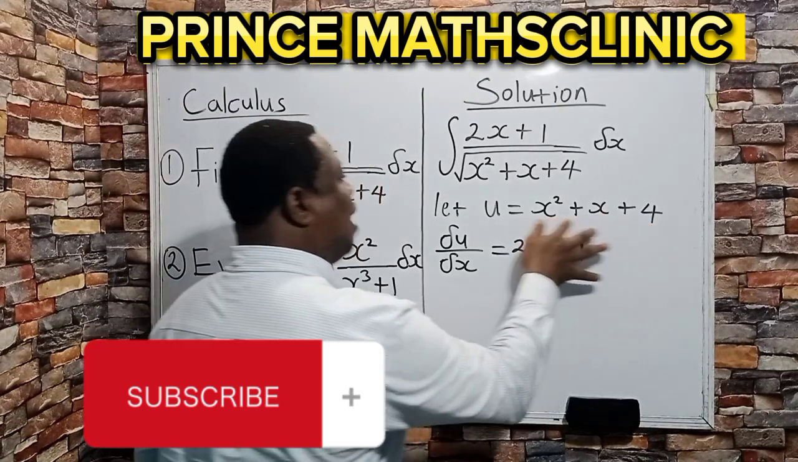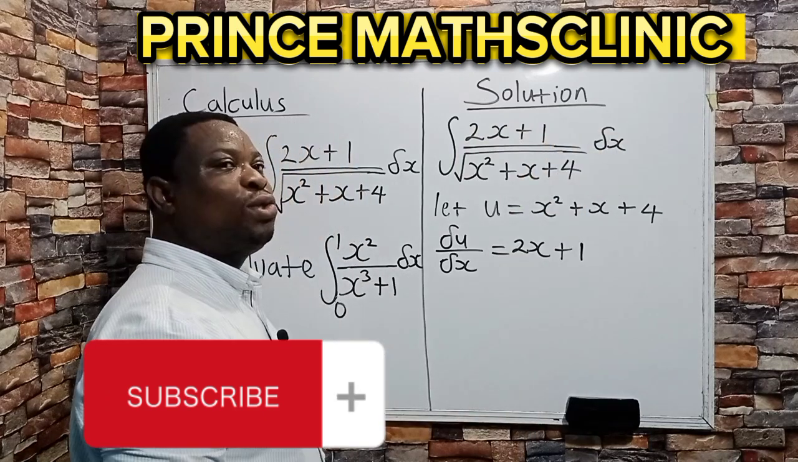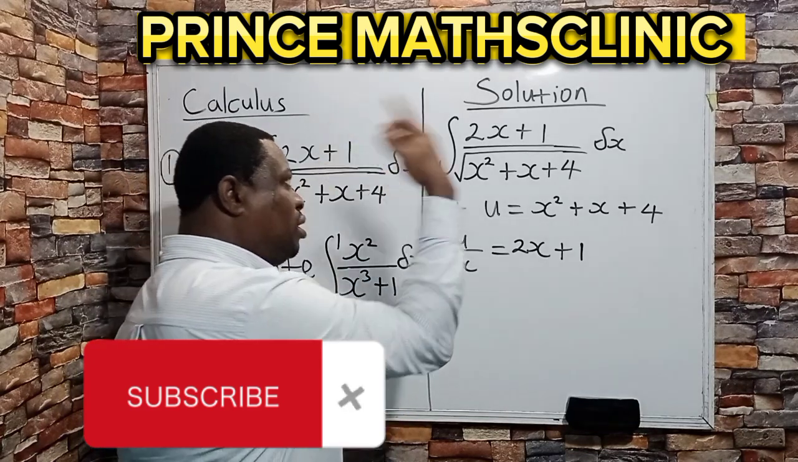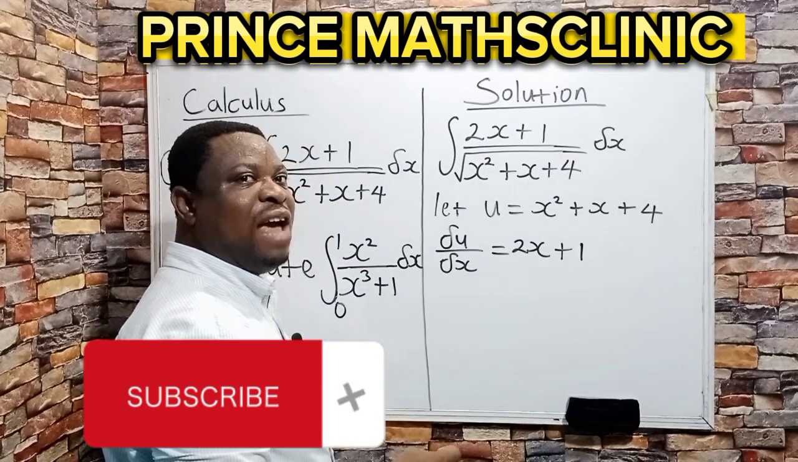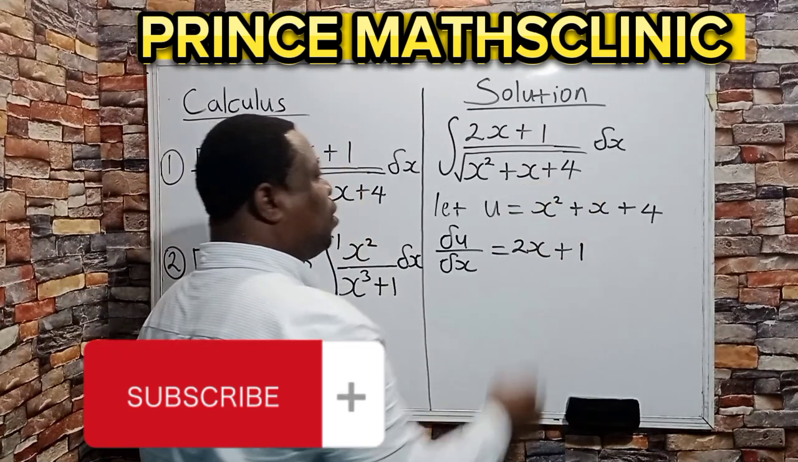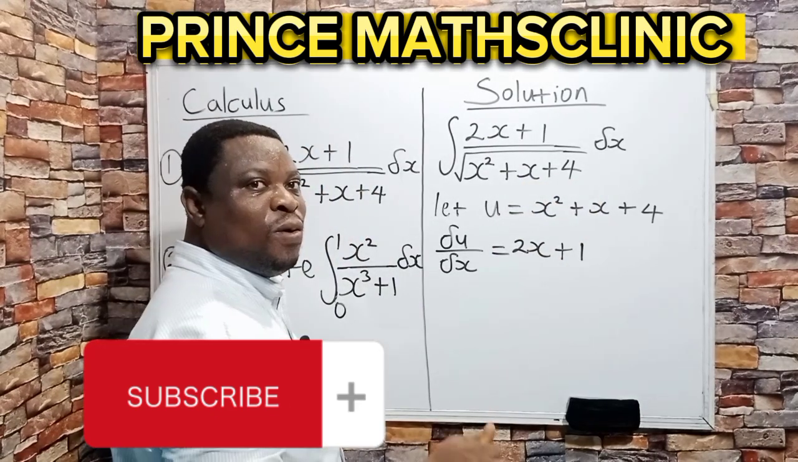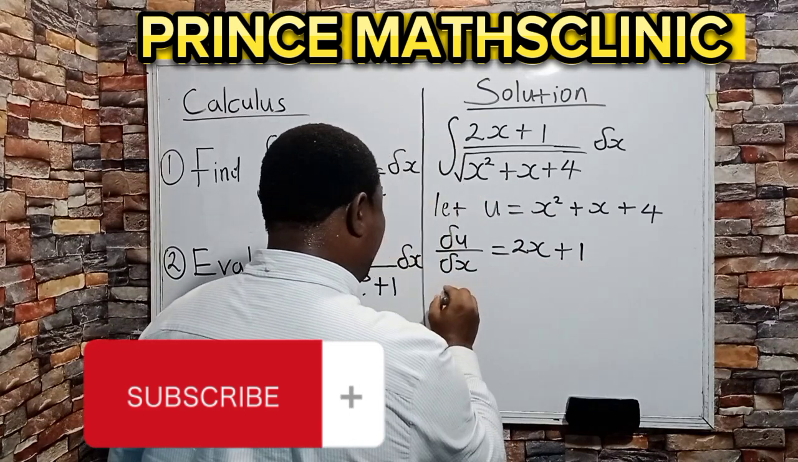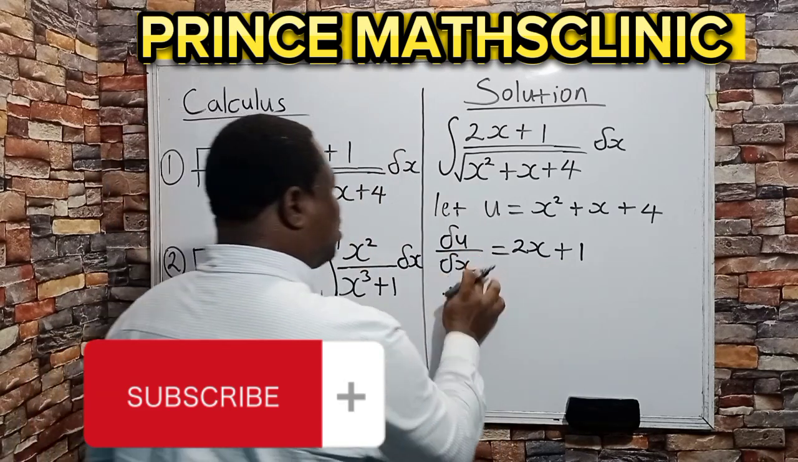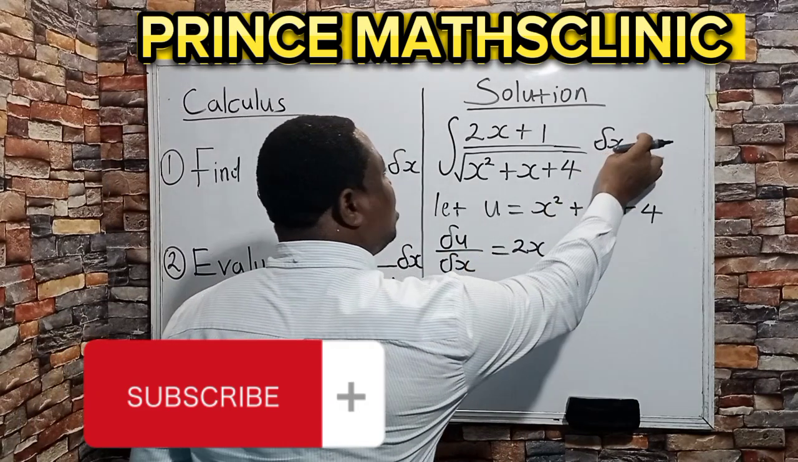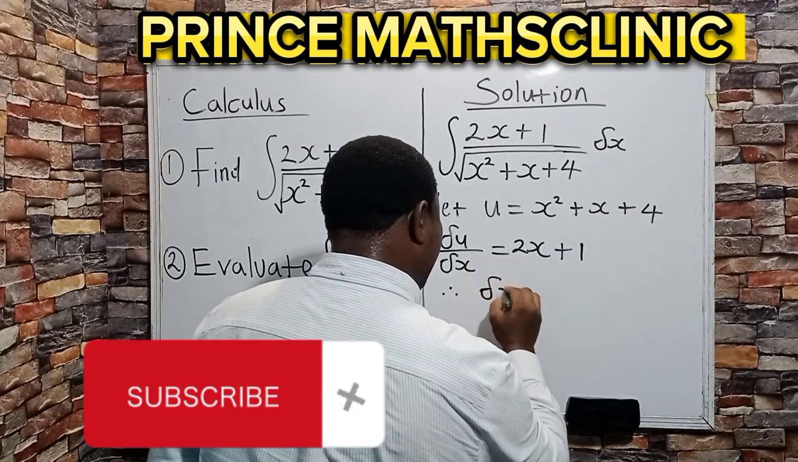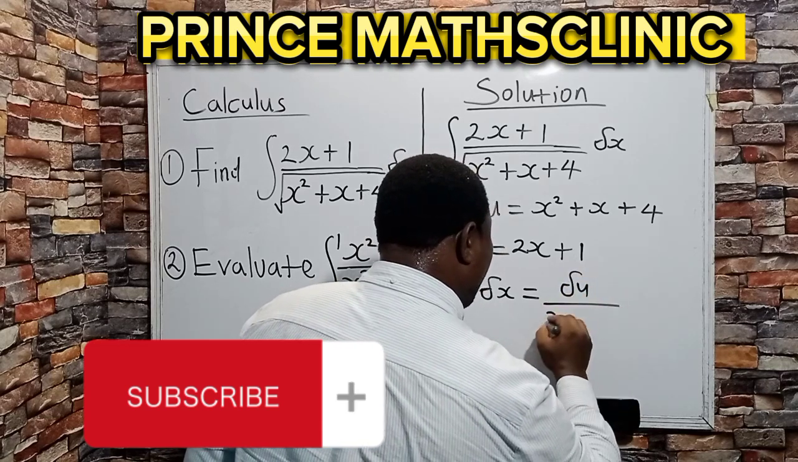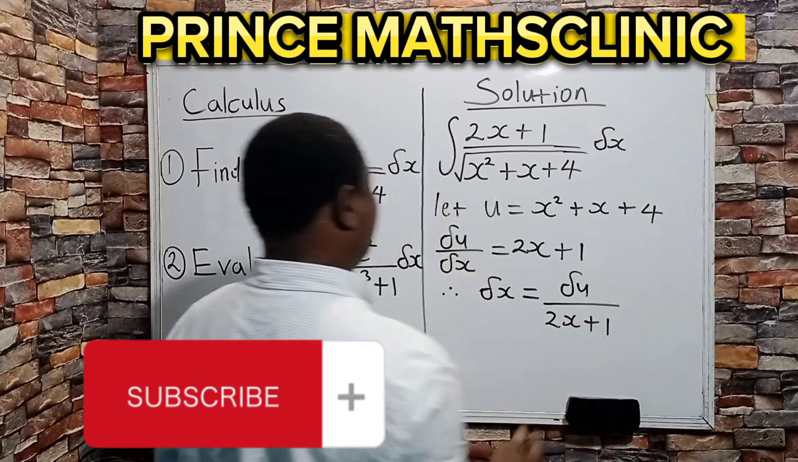You can see what I just explained. After differentiating what I have here, I obtained what is in the numerator. So I will say it again: if the numerator is a derivative of the denominator, it's a perfect reason to use u substitution. Let us go ahead. Therefore, I want to make dx the subject so that I can replace it here. Therefore, my dx will become du all over 2x plus 1.